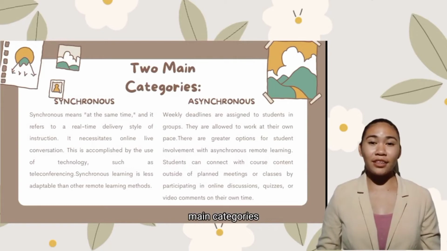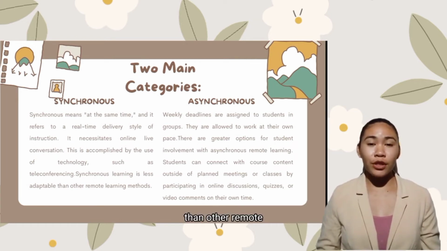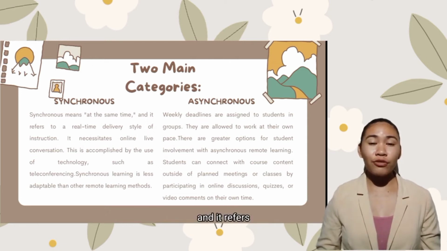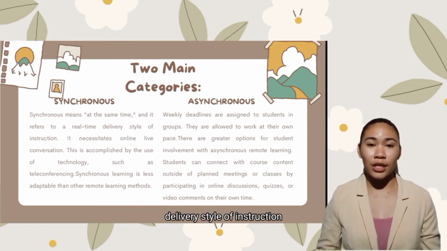Here are the two main categories of distance learning: synchronous and asynchronous. Synchronous learning is less adaptable than other remote learning methods, as students are required to meet with their teacher and classmates at predetermined times. The term synchronous means at the same time, and it refers to a real-time delivery style of instruction. This is accomplished by the use of technology, such as teleconferencing. This method restricts a student's freedom to study at his or her own speed. It may irritate some students who prefer the flexibility of an asynchronous classroom.